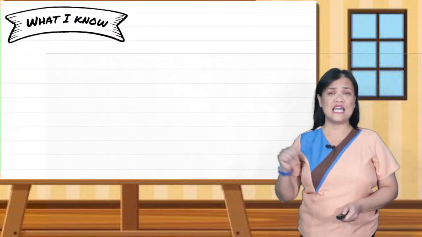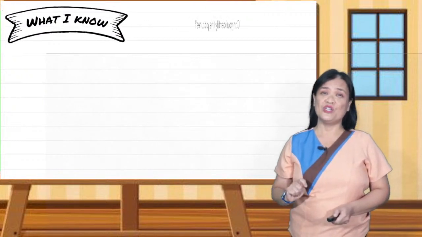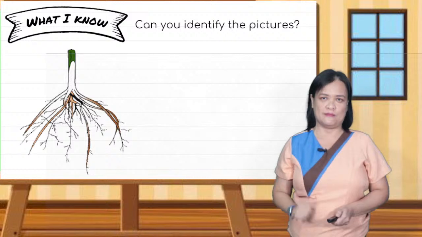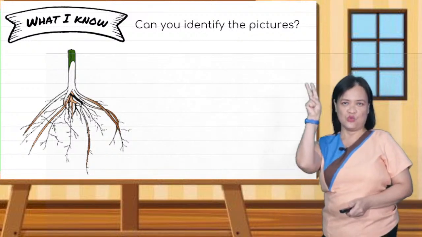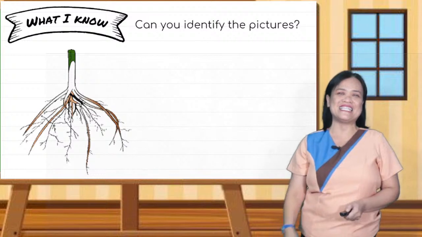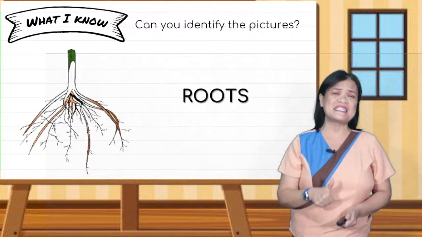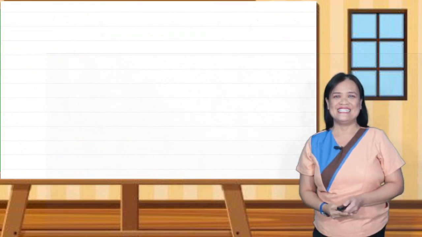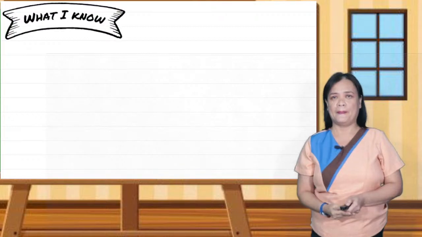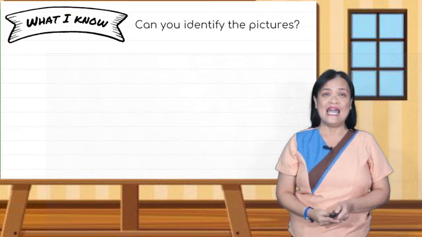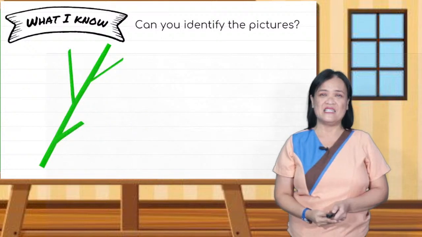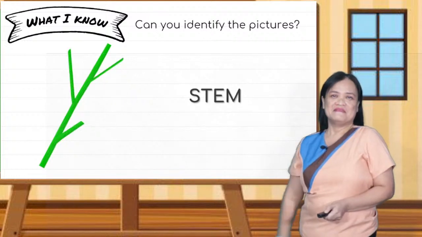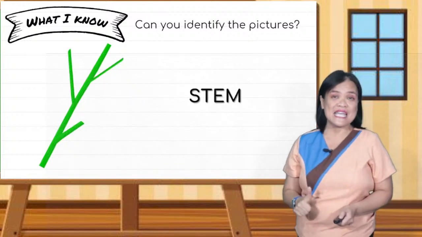Okay. To test your prior knowledge, can you identify the following pictures? The first picture. 1, 2, 3. Okay, it's very easy. So what do you call that? Yes, it's roots. Very good. Good job, children. Next picture. What's this? It's not a straw. 1, 2, 3. Yes, you're right. It's a stem.